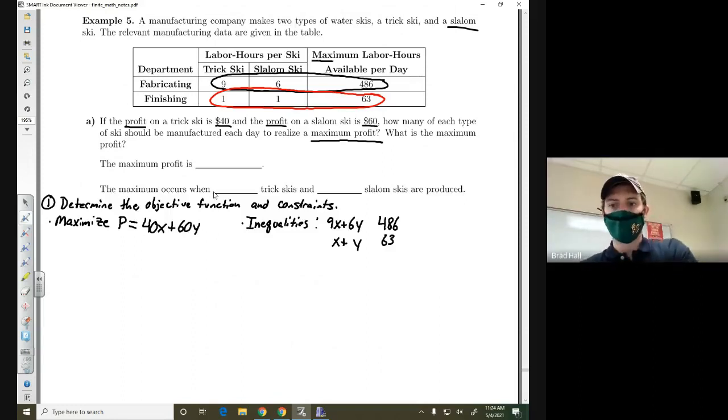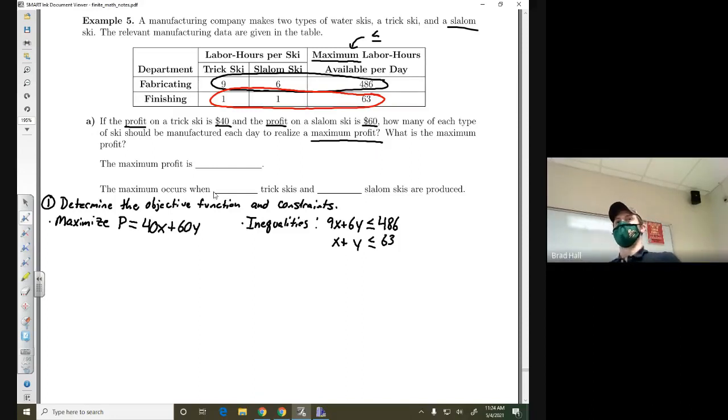Now it says the maximum labor hours. Maximum implies that each expression cannot exceed 486, cannot exceed 63. In other words, it has to be less than 486 or 63, but it can also be equal to. These are less than or equal to's here. So maximum implies less than or equal to, because at the max, at the most, that expression can be 486 or 63.